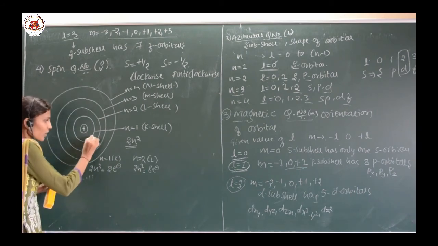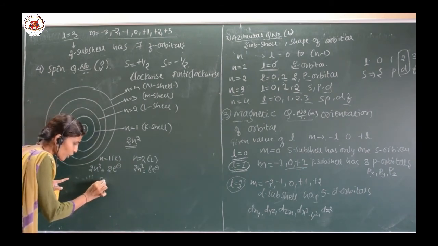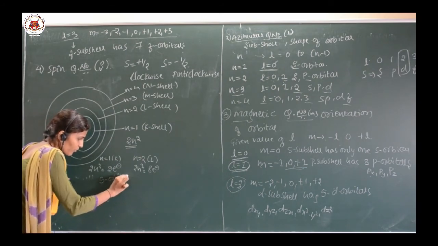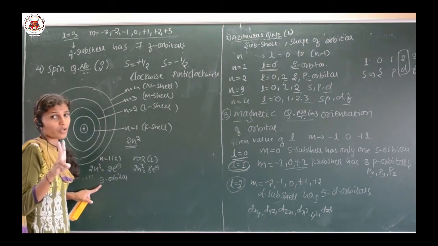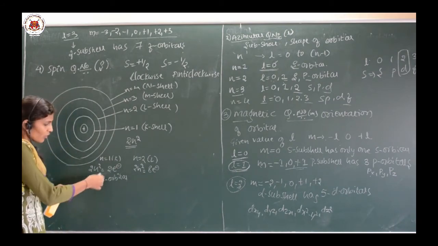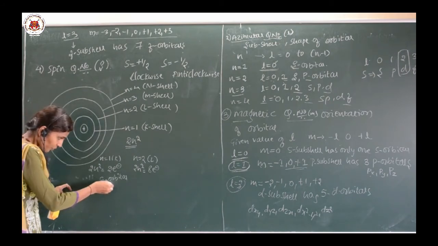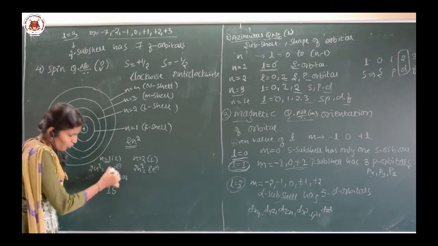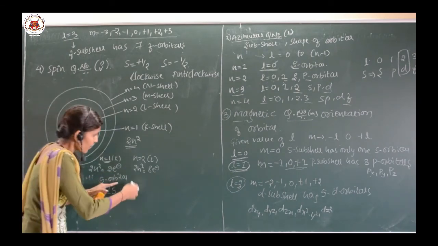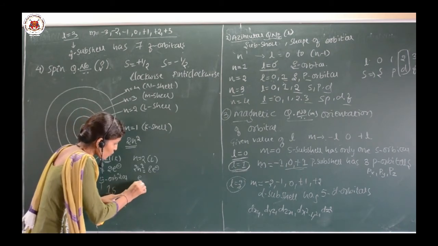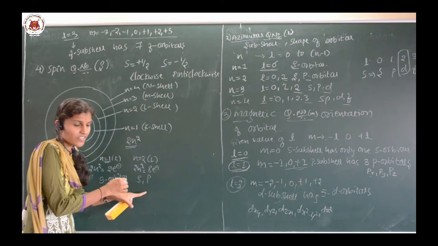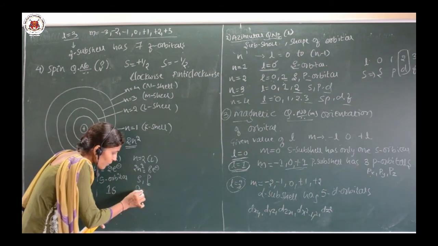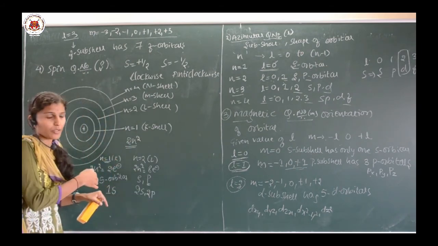It means in the first orbit, only the S orbital is there, and the capacity of the S orbital is only 2 electrons. That first orbit acts as 1s. And 8 electrons means it includes S and P. The capacity of P is 6 electrons. So the second orbit will be 2s and 2p.